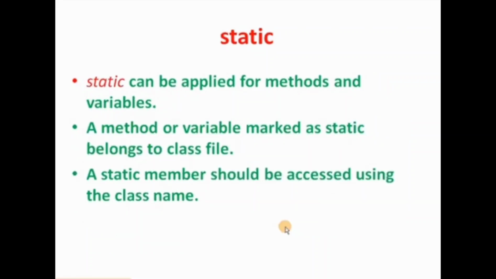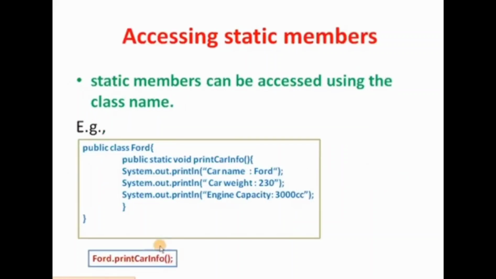Coming to static. Static can be applied for methods and variables. A method or variable marked as static belongs to the class. A static member should be accessed using the class name. This is the example for accessing static members.